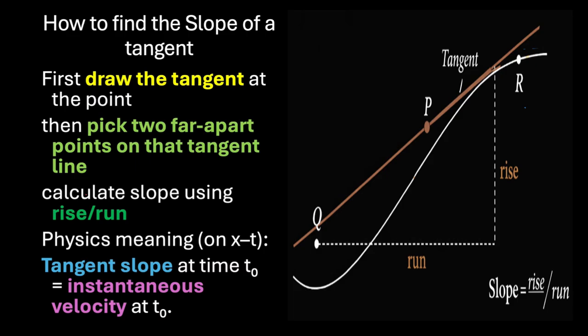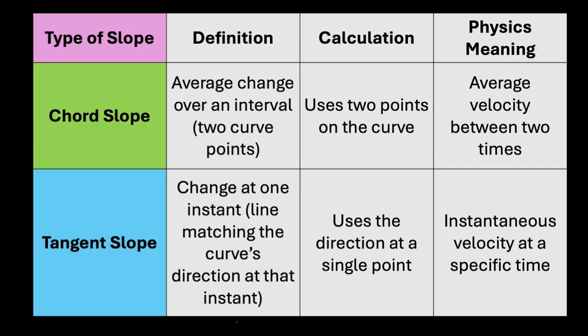Now, how do we find the slope of a tangent? Draw the tangent at this point. Pick two far points on the tangent. We just saw this in detail, right? And what is the slope of the tangent at that time t0? It is the instantaneous velocity at t0. Now, if you have not been writing things along with me so far, please make sure to write it down at least now.